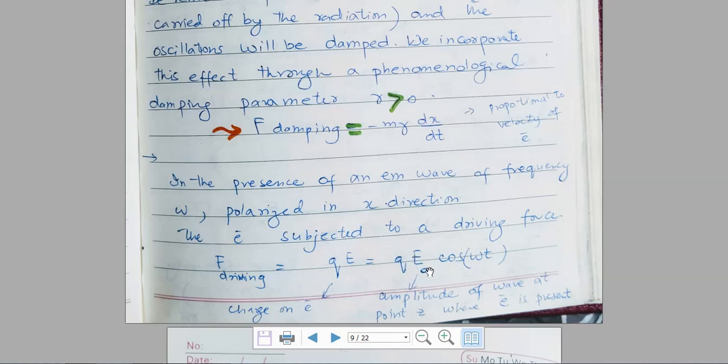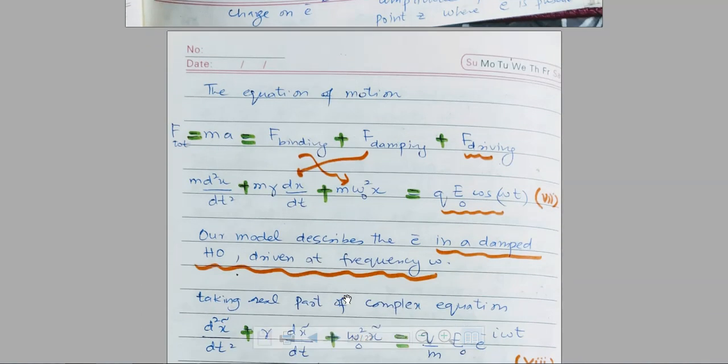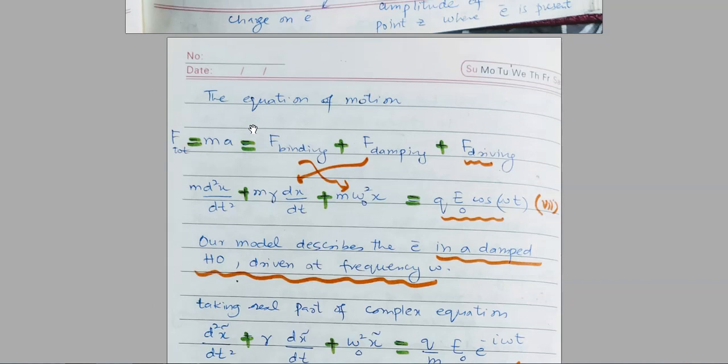You have here applied the real part of the electric field, E naught cos omega t. E naught is the amplitude of the wave at point Z where the electron is present. Q is the charge of the electron. Now you have written the equation of motion. You have considered three types of forces in this model: binding force, damping force, and driving force.